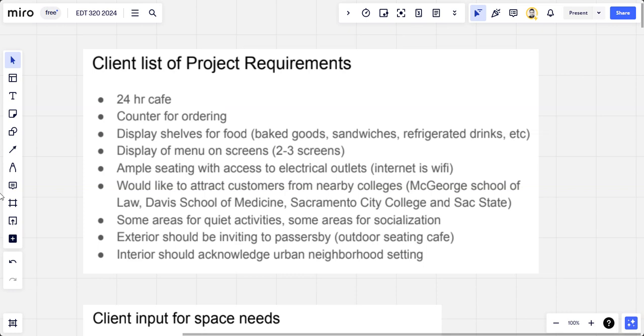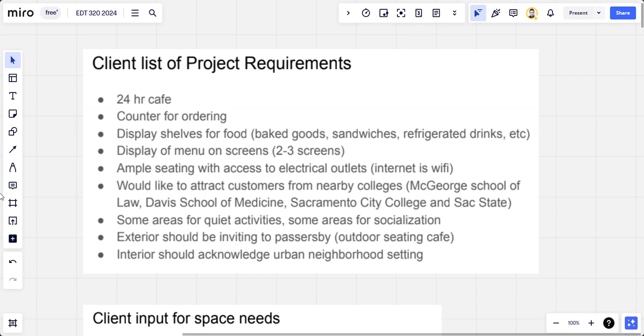The customers will be coming from nearby colleges like McGeorge School of Law, Davis School of Medicine, and Sacramento City College in Sac State. They want to split the areas into some quiet activities and then some areas for socialization. The exterior should be inviting to passersby, and the interior should acknowledge the urban neighborhood setting.